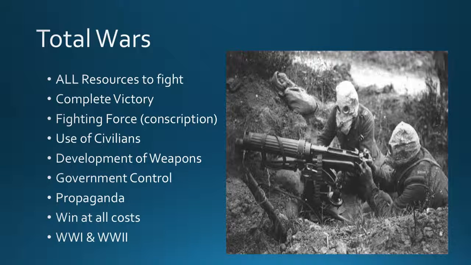If we go here, this picture you've seen before is during World War One, and we can see some of the components of total war, primarily the use and development of weapons that we see going on here. Here is a machine gun, first introduced during World War One, and we see the soldiers wearing their gas masks because poison gas was also introduced during World War One.